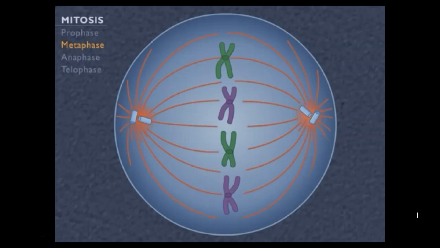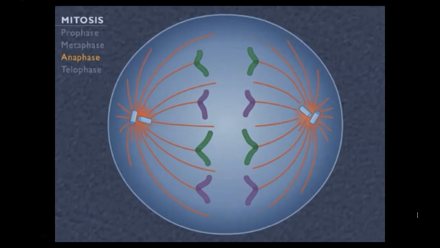The spindle is now fully formed and the microtubules attach to each sister chromatid. Anaphase begins when the sister chromatids of each chromosome begin to separate. The centromere that holds sister chromatids together divides, and the chromosomes move away from each other along the spindle fiber.